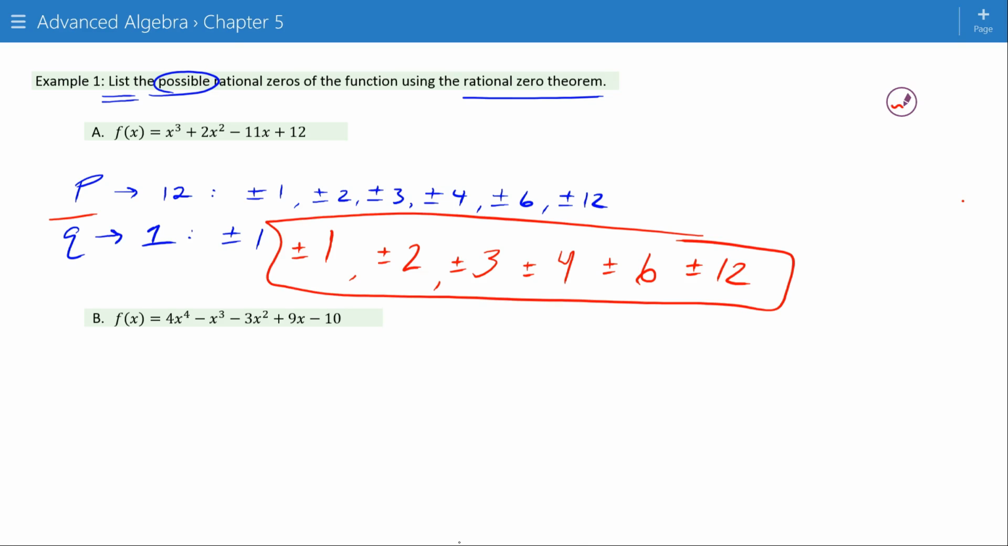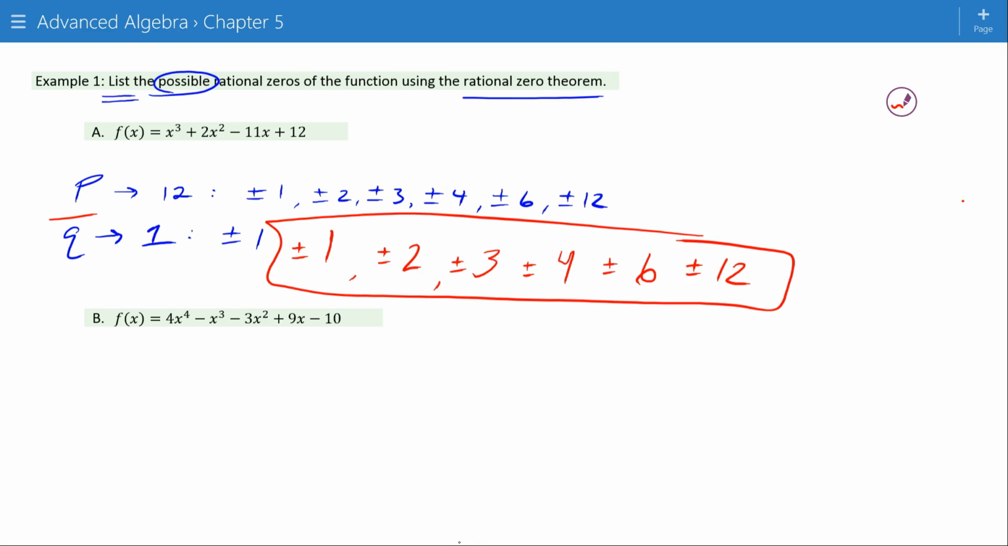Okay, so that would be our answer for listing off the possible rational zeros using that theorem. We took each one of our factors P and divided it by each one of our factors Q. Rather than writing out 1, comma, negative 1, 2, comma, negative 2, we could just indicate it using the plus minus.